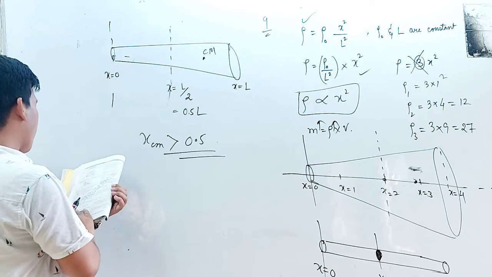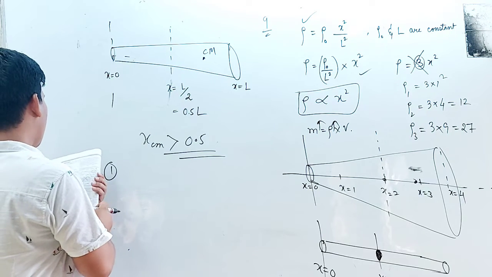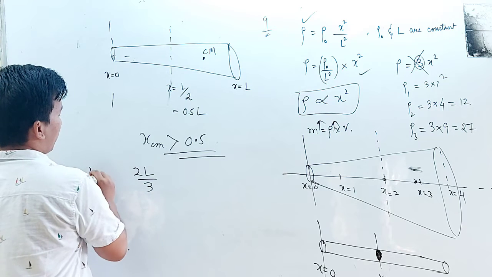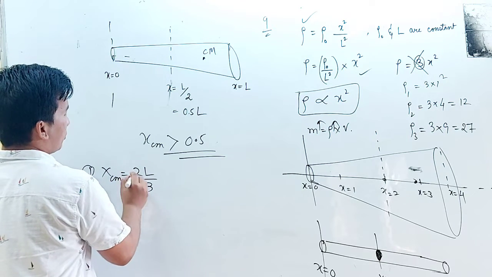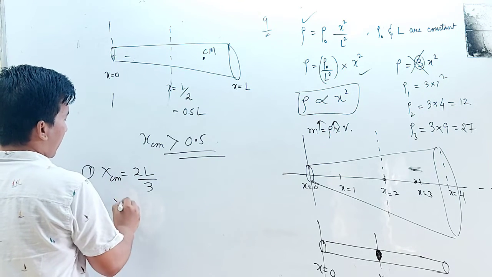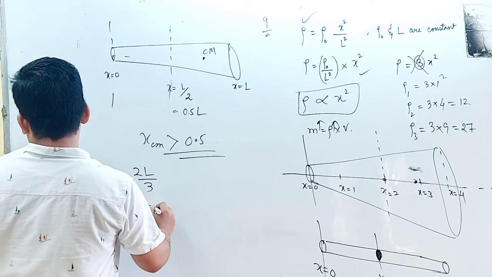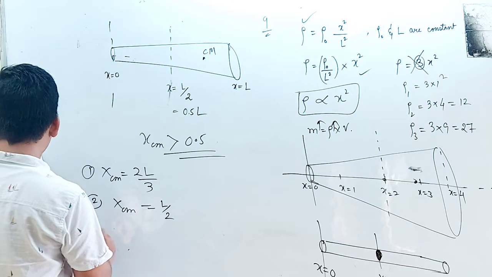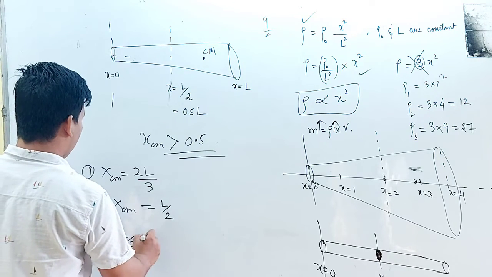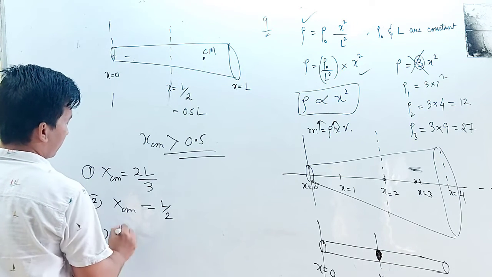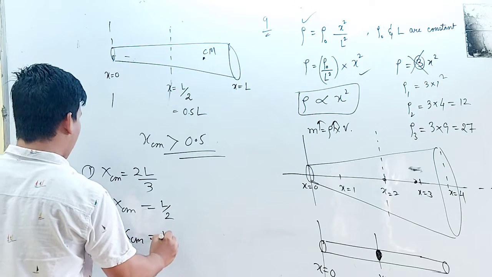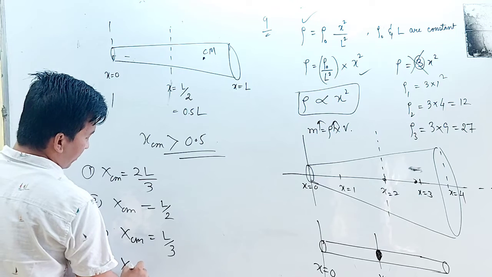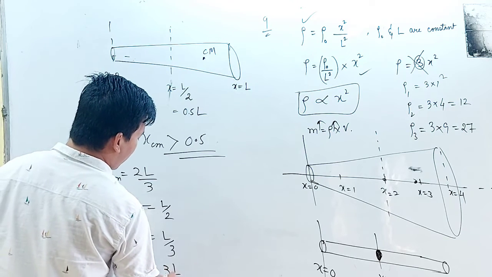Option number 1 is XCM equal to 2L by 3. Option number 2 is XCM equal to L by 2. Option number 3 is XCM equal to L by 3. Option number 4 is XCM equal to 3L by 4.